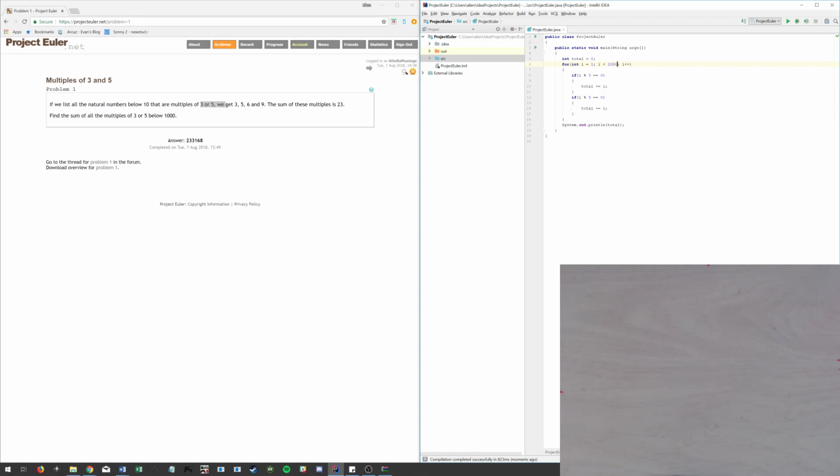And the reason is 15. 15 is 3 times 5. And the problem is, here, this first if statement checks if the number is a multiple of 3. 15 is a multiple of 3, so the total gets increased by 15. However, it then checks, is it a multiple of 5? 15 is also a multiple of 5, so it gets increased by 15 again.